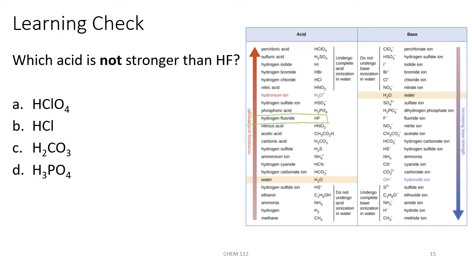And if they are stronger than hydrofluoric acid, they're going to be above it. So perchloric acid is above it, hydrochloric acid is above it, phosphoric acid is above it. That leaves us with only one that is not higher than it on the chart, which is H2CO3, carbonic acid. So carbonic acid would not be stronger than hydrofluoric.